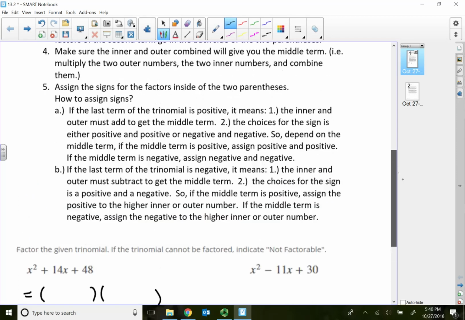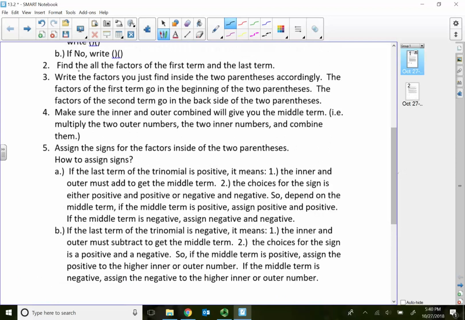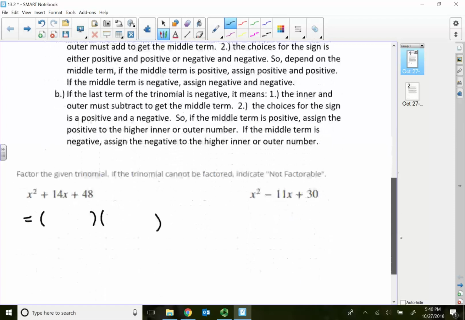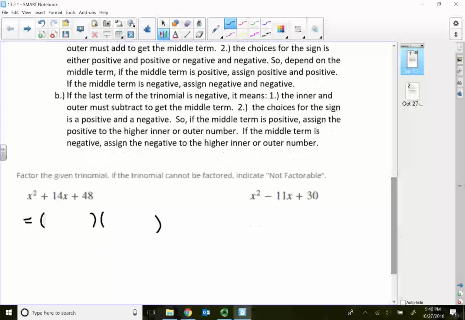Let's go on to step number 2. Find all the factors of the first term and the last term. This technique is basically doing the FOIL method backwards. The coefficient of the first term is 1, so that would just be 1 times 1.